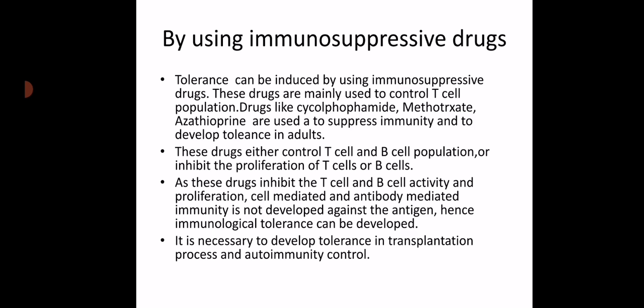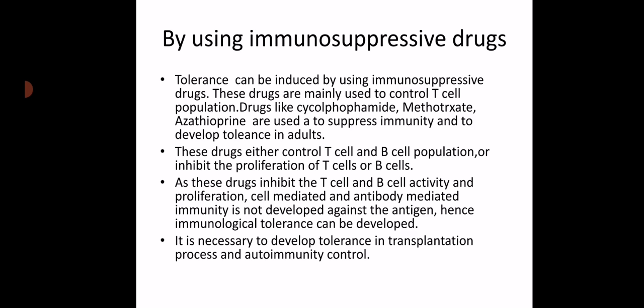So it means that T cell and B cell activity or T cell and B cell proliferation will be inhibited or suppressed by drugs. कुठले drugs? Methotrexate, cyclophosphamide and azathioprine. So these drugs are commonly used. Other than these drugs, other drugs are also there, but I have given here 3 examples. So these drugs are commonly used to develop or induce tolerance. It is necessary to develop tolerance in the transplantation process and autoimmunity control.